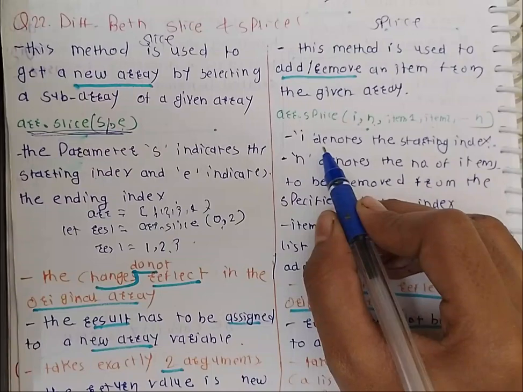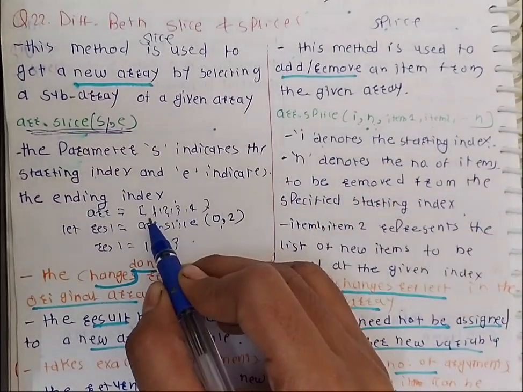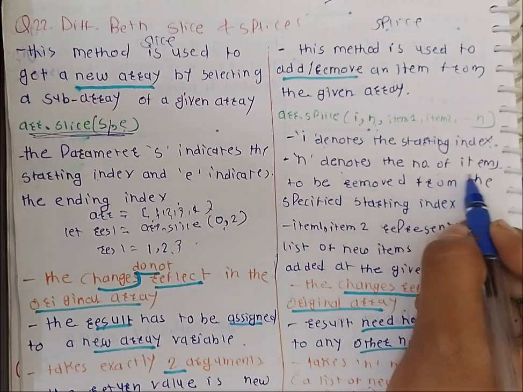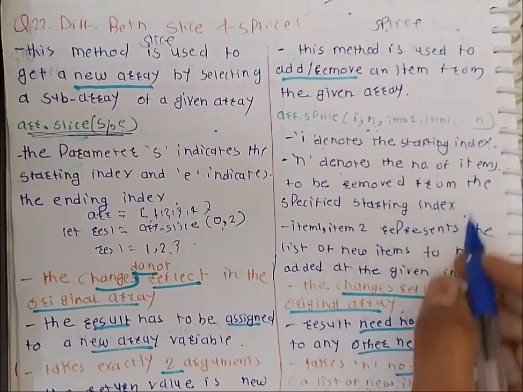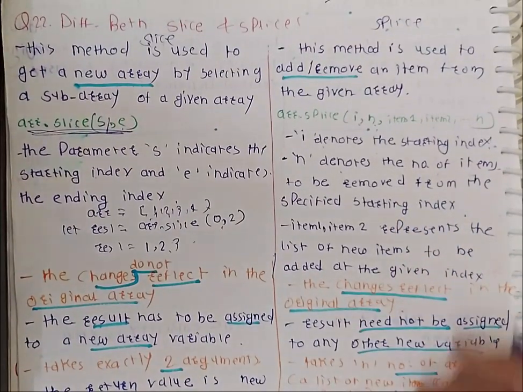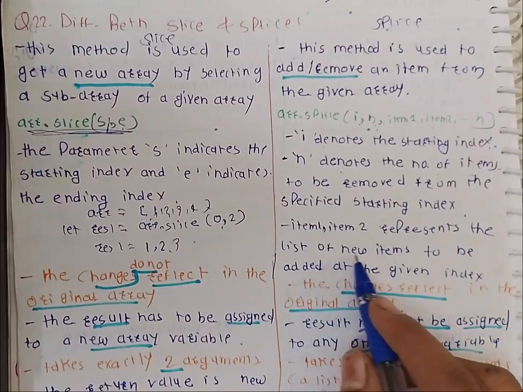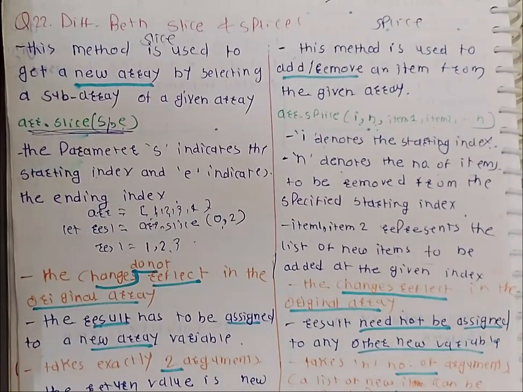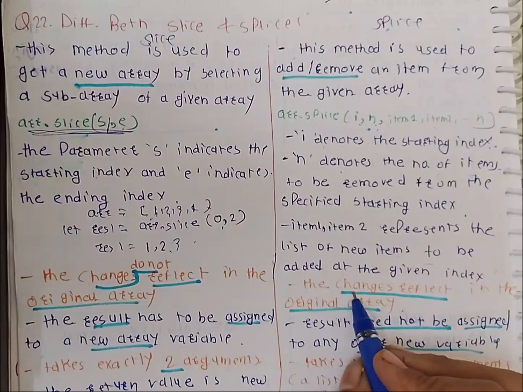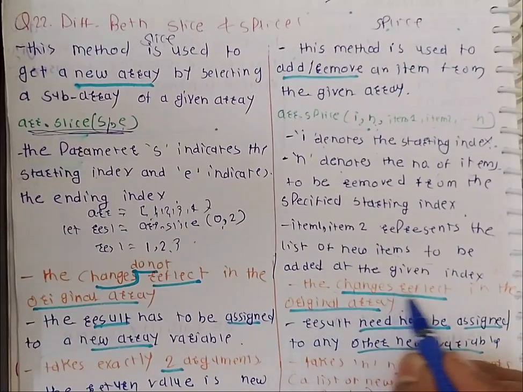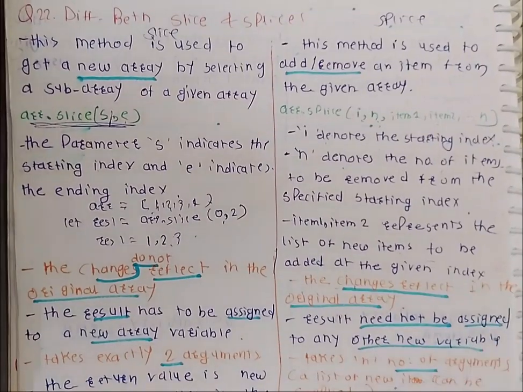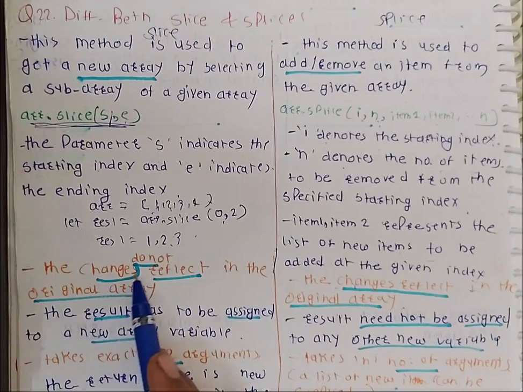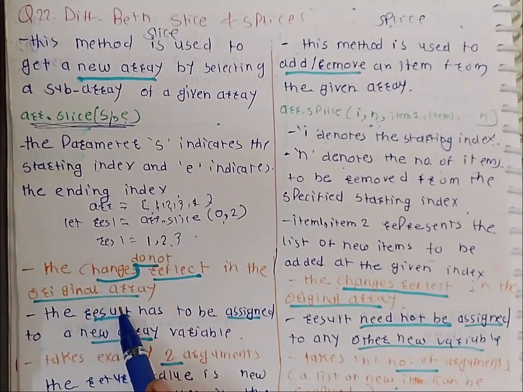In splice, i denotes the starting index, whereas n denotes the number of items to be removed from the specific index, and item1, item2 are the new elements which will get added at the given index. The changes reflect in the original array. In the case of slice, the changes do not reflect in the original array.